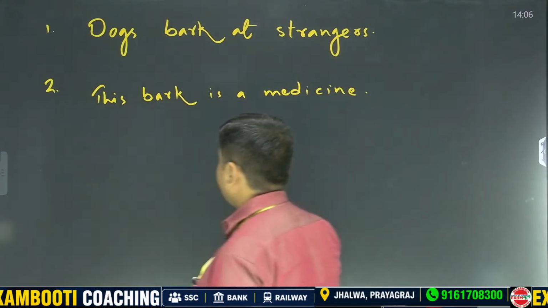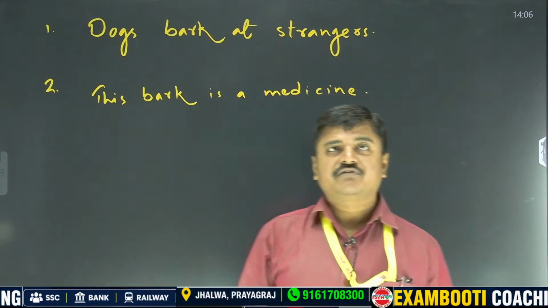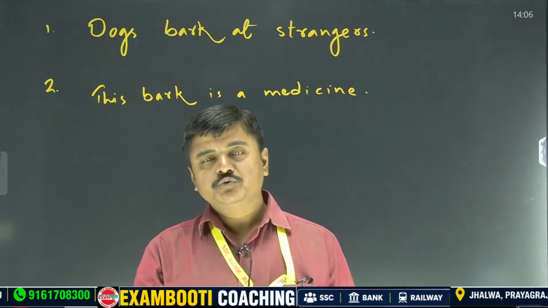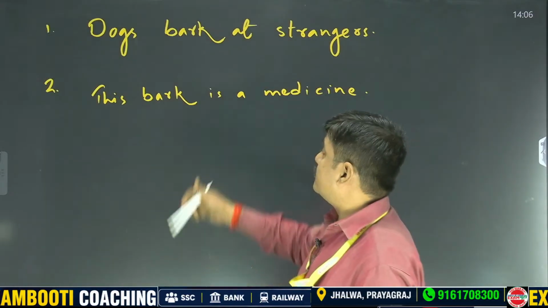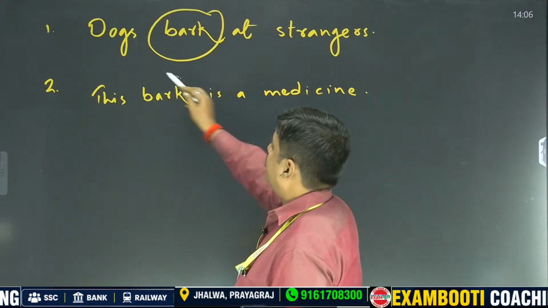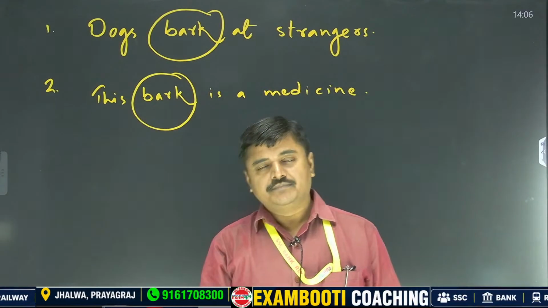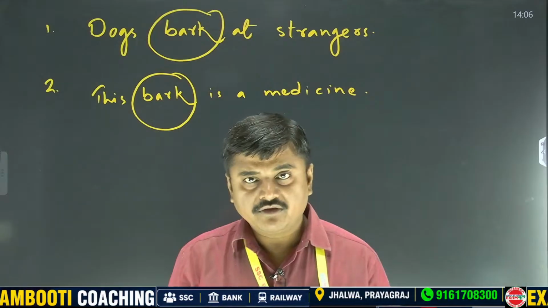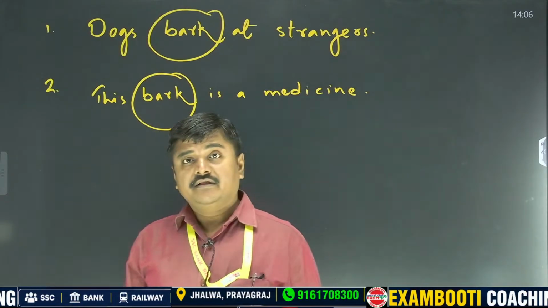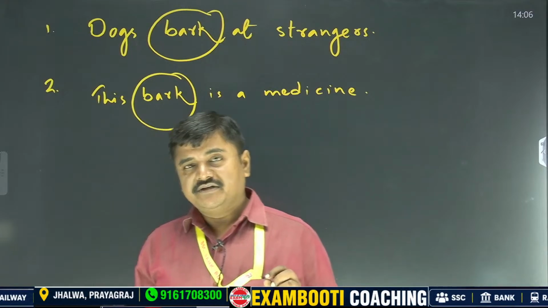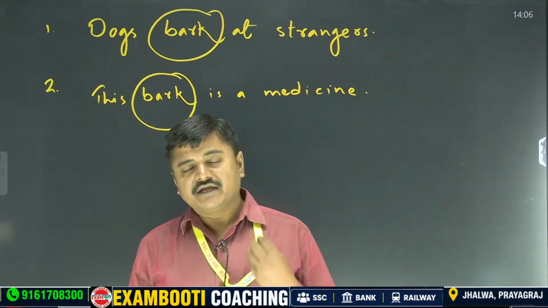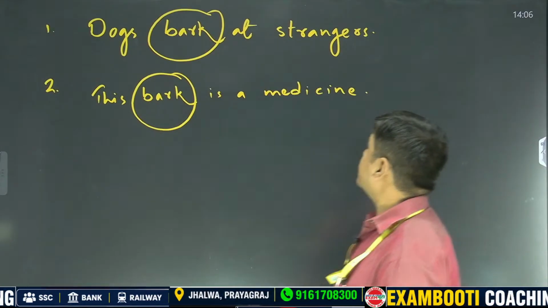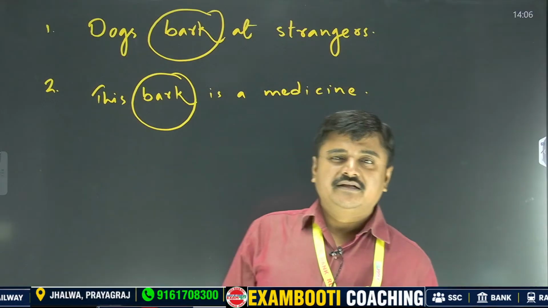Now watch very closely and observe these two sentences. What will you find? You will find the same word in these two sentences. The word is, as you can see on the screen, bark. Bark is there in both the sentences, but can you identify or guess the meaning? The first sentence is very easy, and you can easily understand its meaning. Everybody knows that dogs bark at a stranger.